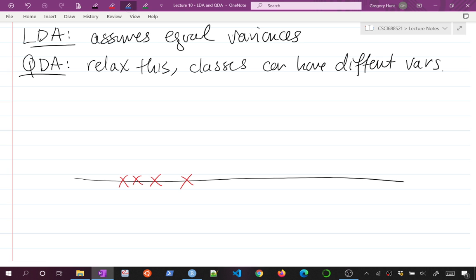training data over here, and I have some blue circles, and my blue circles maybe are really tightly packed compared to my red x's, it might not be reasonable to be assuming here that my variances between these groups are equal. And so in LDA, I would basically fit a normal distribution to each of these, but they would have the same variance. QDA relaxes that, therefore it's a more flexible method, but it's going to allow me to fit normals to these with different variances.